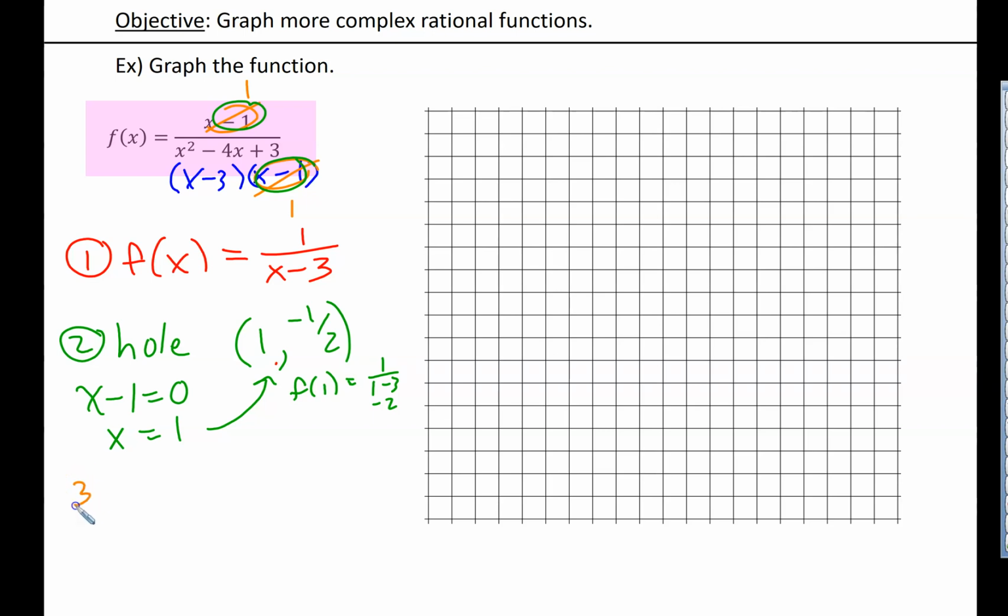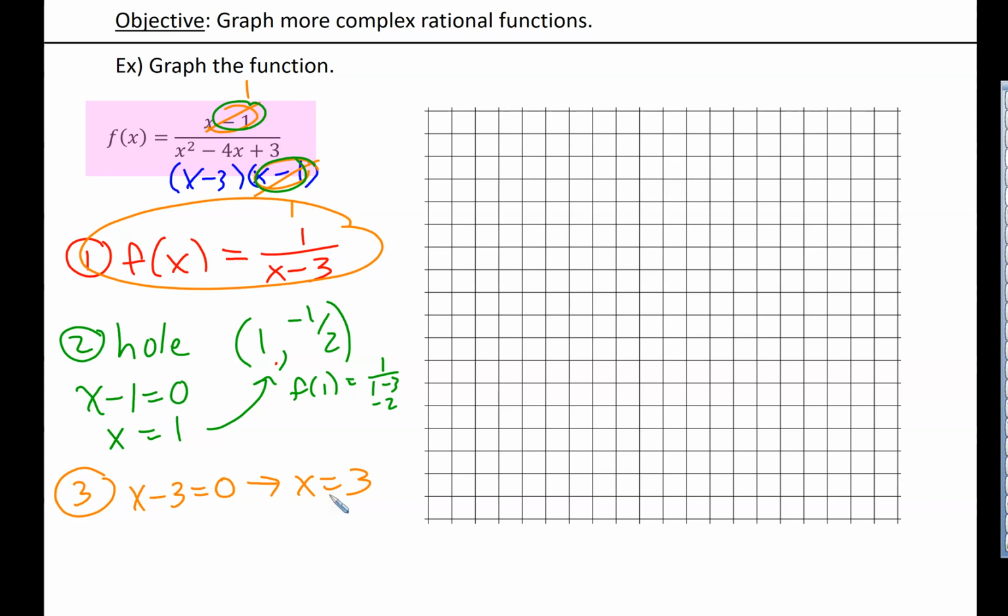Then I'm going to find my asymptotes. And so again, for my vertical asymptote, I'm always now focusing on my reduced or simplified function, where my denominator would be equal to 0. My denominator is x minus 3. Where is that equal to 0? So again, you can see if we add 3 to both sides, that gives us x equals 3. So there's our vertical asymptote.